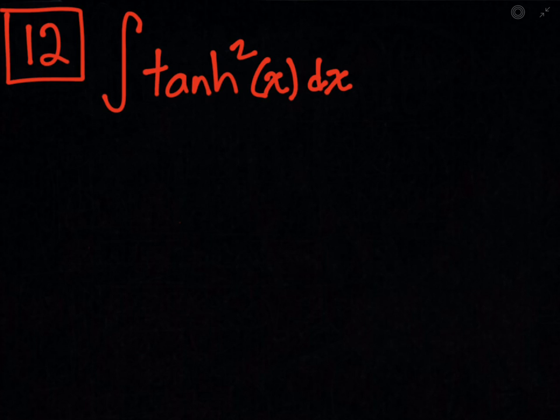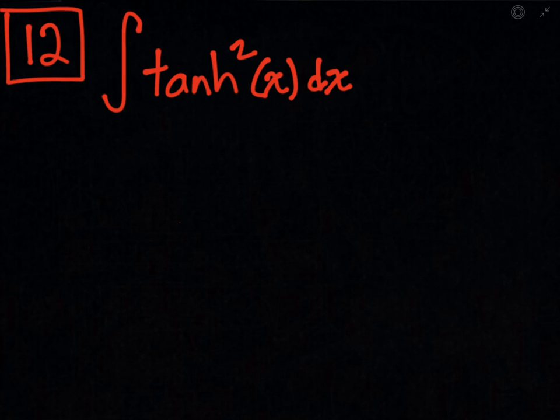But I think as any mathematician would tell you, it's good to create a relationship between functions that you know and functions that you don't know. So let's start with the Pythagorean identities of tangent, or better yet, tangent squared. So we don't know hyperbolic tangent.